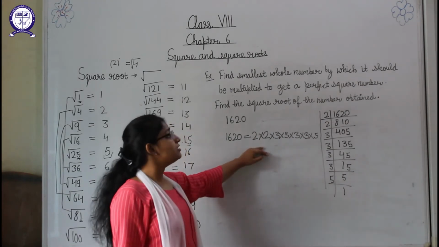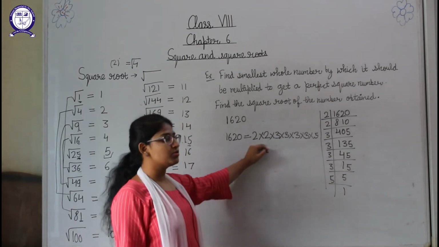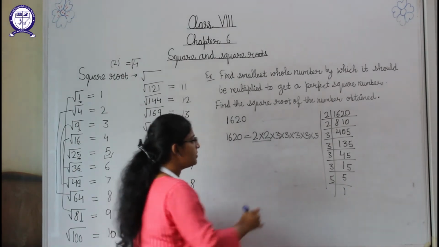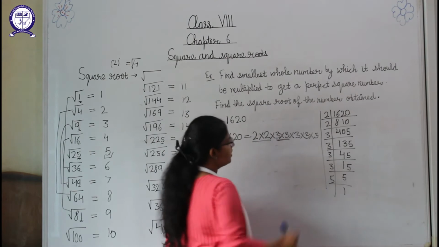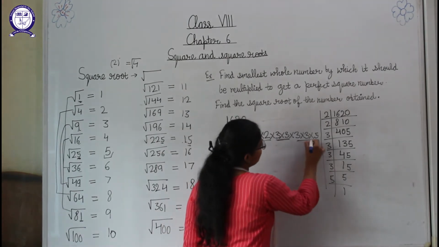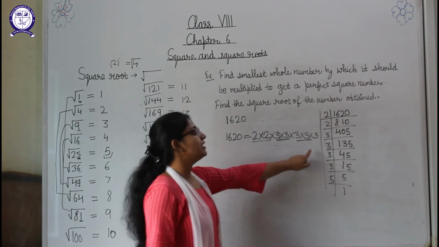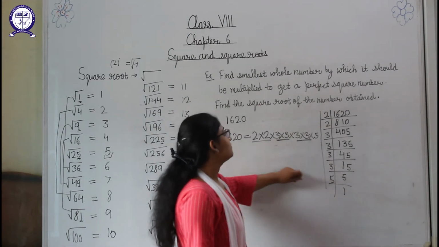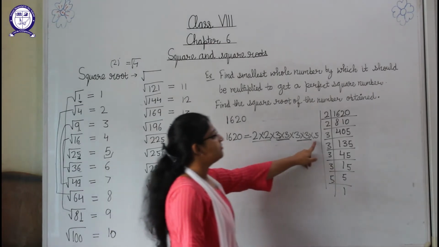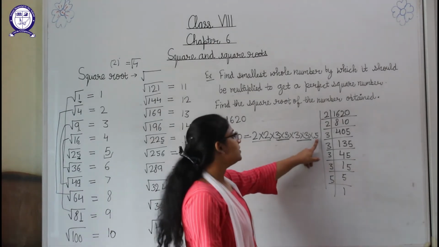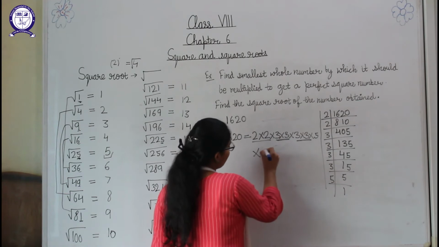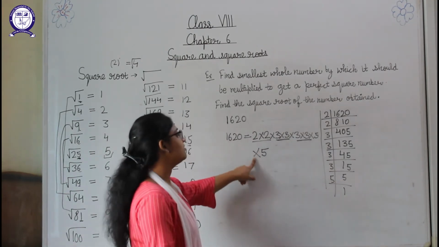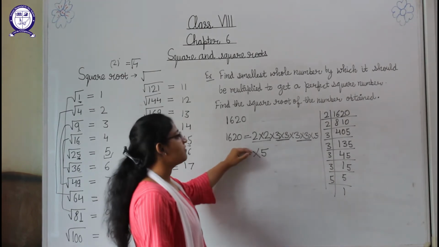Okay, and for a perfect square or to find the square root, what do we do? We do the pairing. So here 2 and 2 are same, so we will make a pair. Here 3 and 3 are same, we will make a pair. Here 3 and 3 are again same, we will make a pair. But here 5 is remaining. Okay, so for this what will we do? To make a pair for the 5, we will multiply this with 5. Okay, we will multiply 1620 with 5 to get a perfect square.